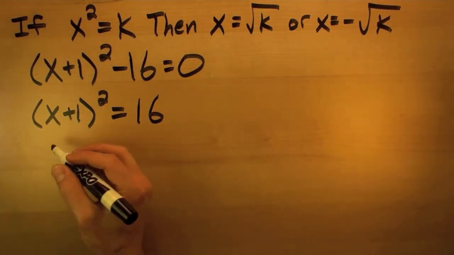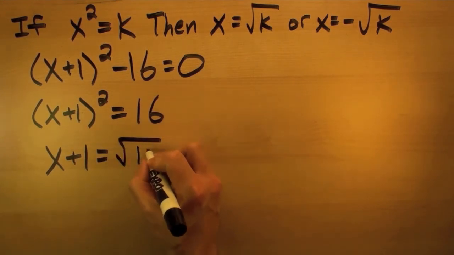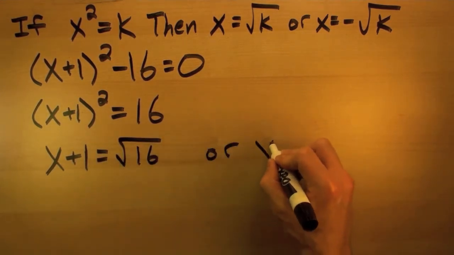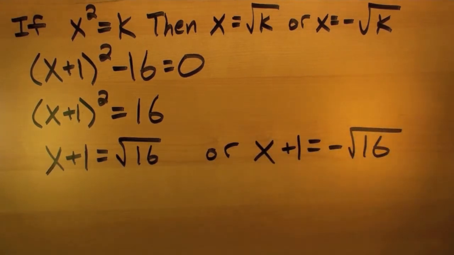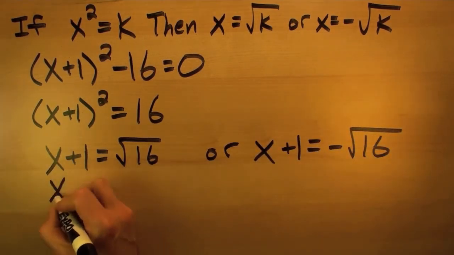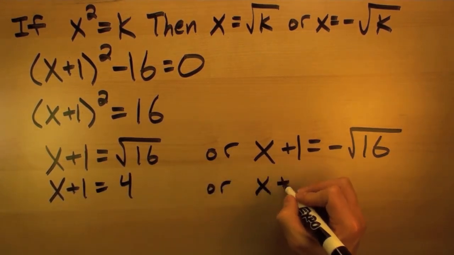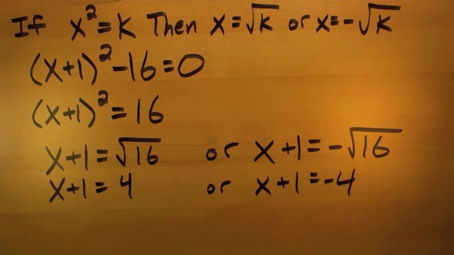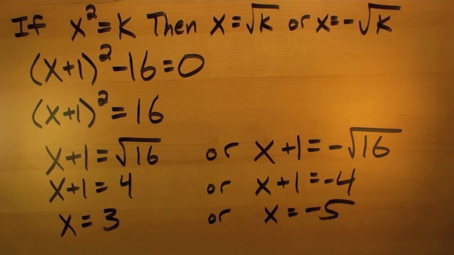So this means that x plus 1 is equal to the square root of 16, or x plus 1 is equal to the negative square root of 16. So x plus 1 equals 4, or x plus 1 equals negative 4. Subtract 1 from both sides, and we get x equals 3, or x equals negative 5.